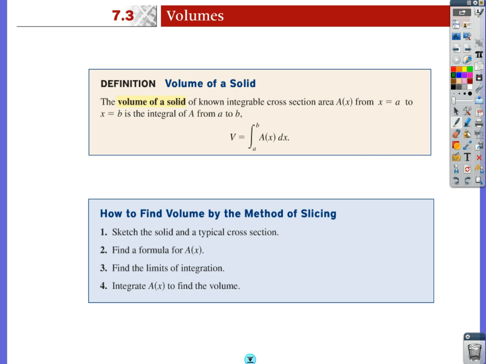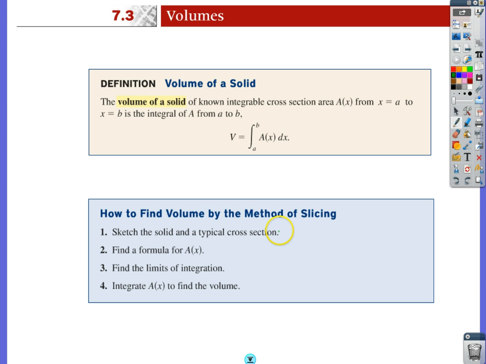Again, we've seen this formula before, but I want to more formalize it because I never actually said it during my actual lectures here. If I want to find the volume of a solid, I need to find the area of one of my cross sections and integrate that area from a to b.